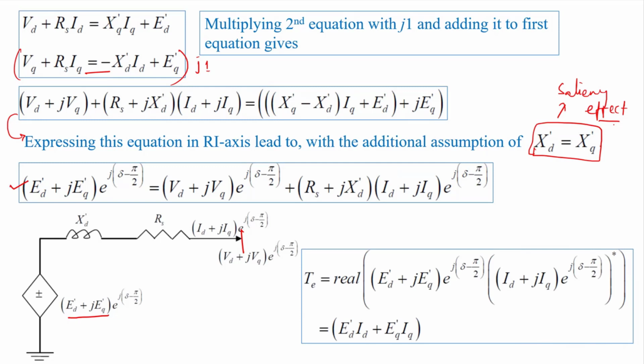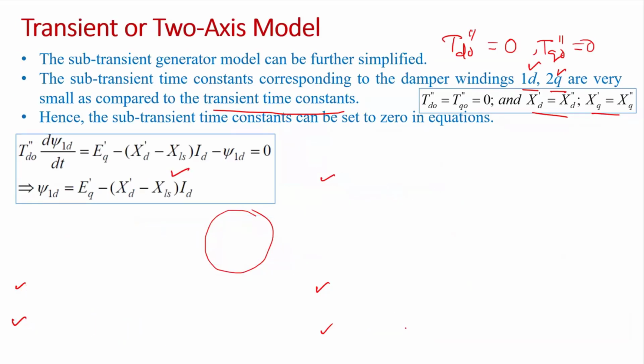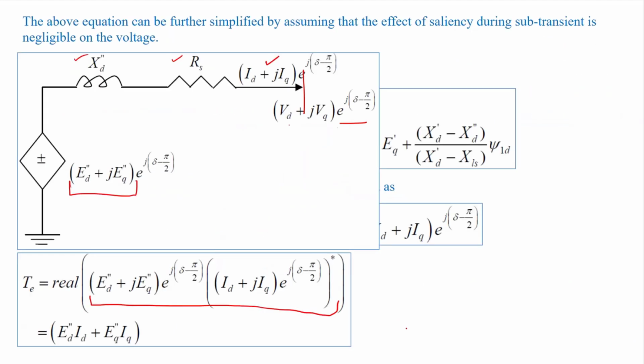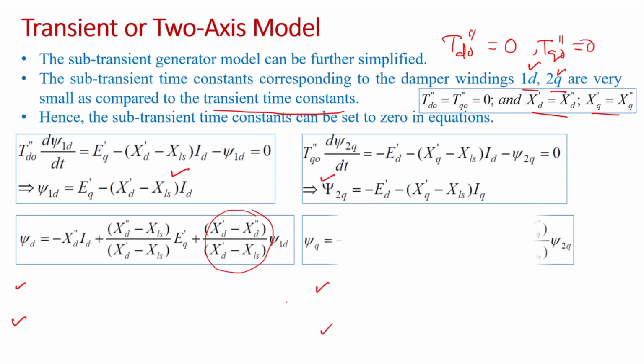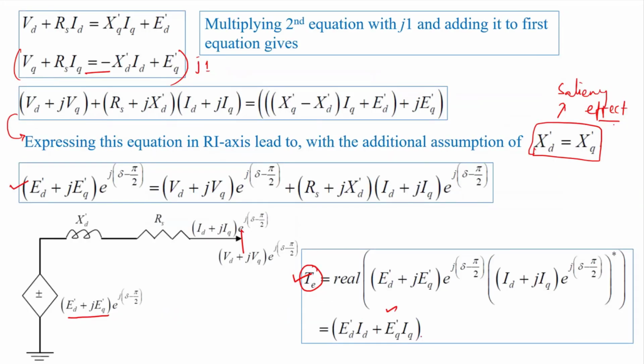And similarly, the equation for electromagnetic torque we can derive. So this will be Ed dash Id plus Eq dash Iq. In the previous slide, we derived that for the subtransient model, it is Ed double dash into Id plus Eq double dash into Iq. In case of the transient model, just considering the transient internal voltages, it is Ed dash Id plus Eq dash Iq. Now this is a little simpler model than the subtransient model.